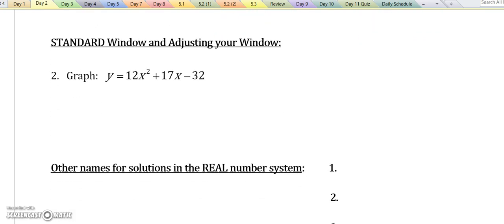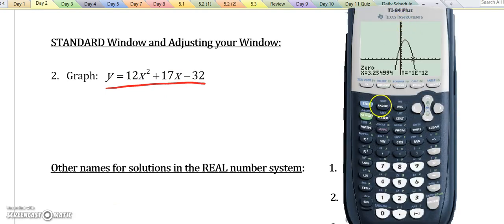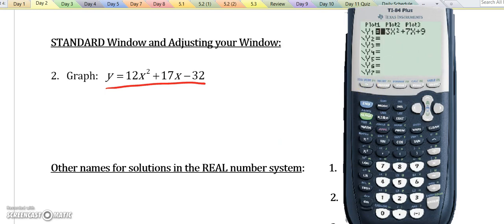Next thing I want you guys to do is pause the computer really quick, and I want you to see if you can get this parabola onto a window on your screen. So go ahead, hit pause. All right, now you can check with me, see if you get the same thing. 12x squared plus 17x minus 32.